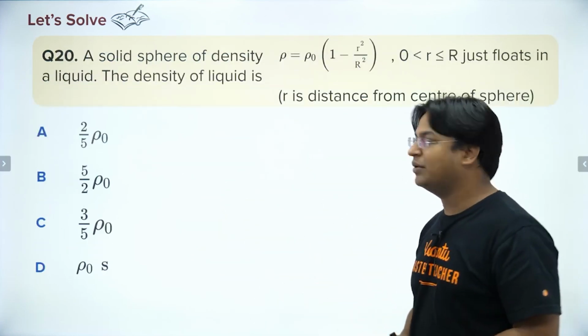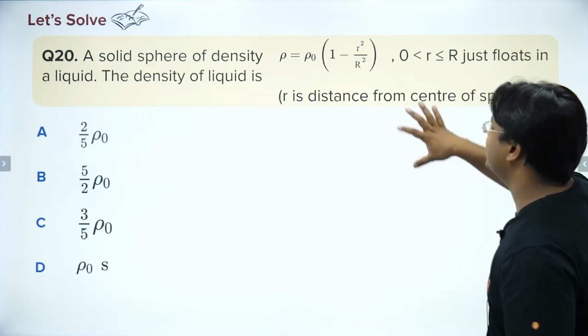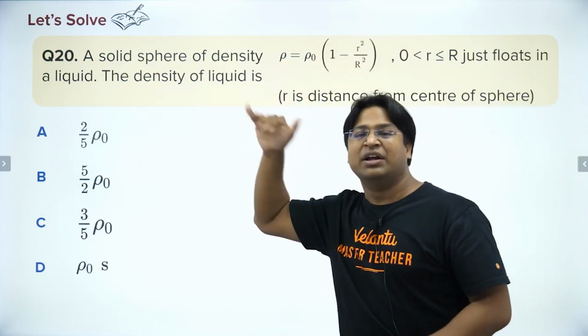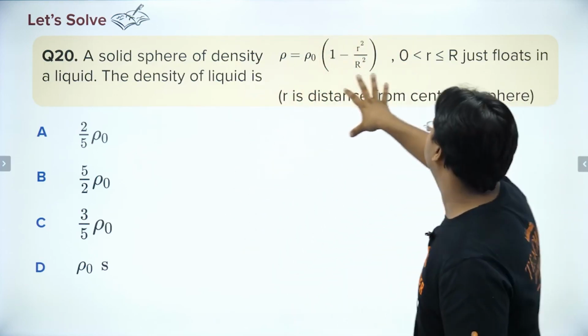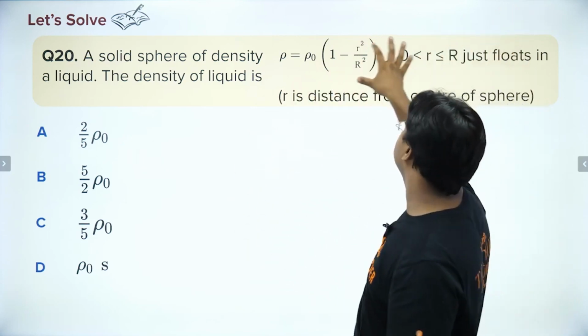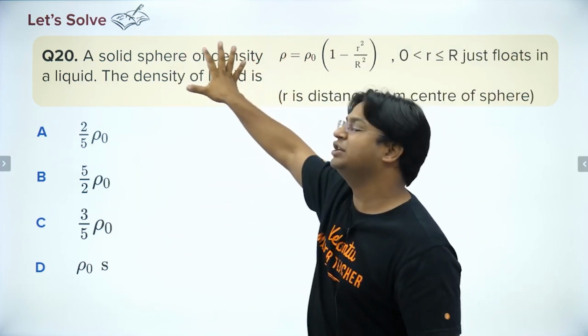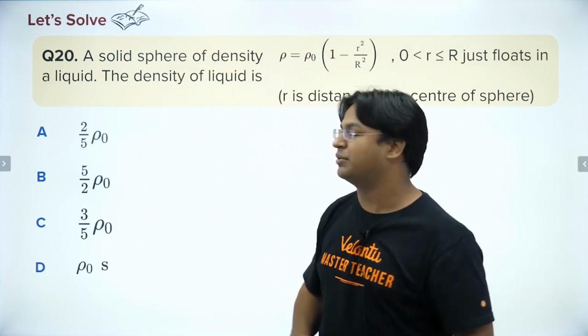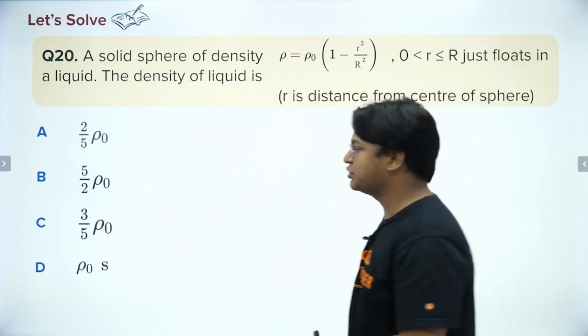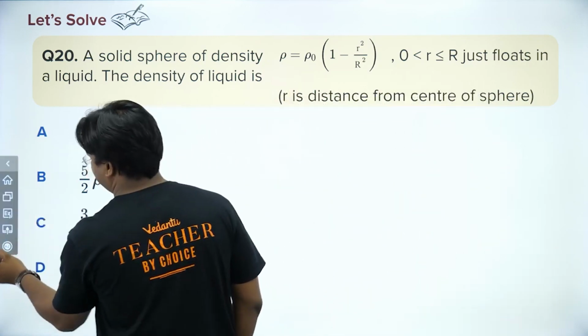Let's do it quickly now. Solid sphere of density. We have been given a sphere, the density of which is varying. The question says it just floats in the liquid, which means the average density of the sphere is the same as the density of the liquid, and we have been asked the density of the liquid. So you just have to calculate the average density.